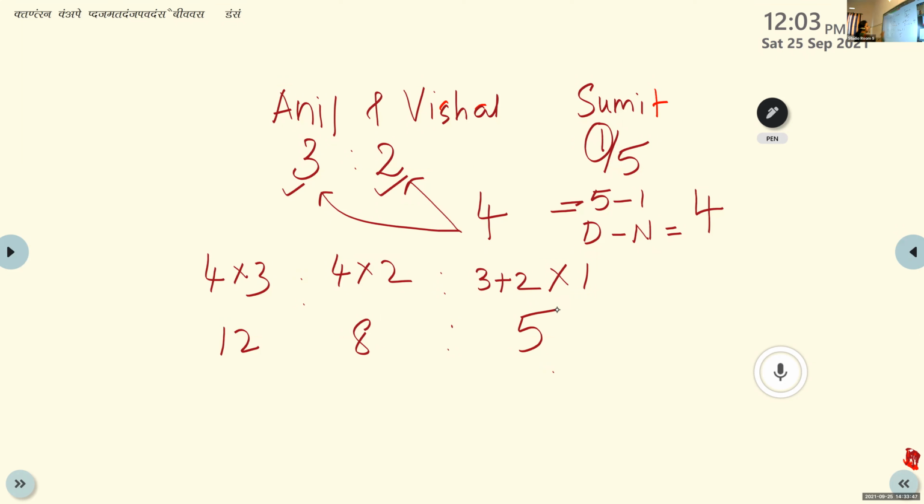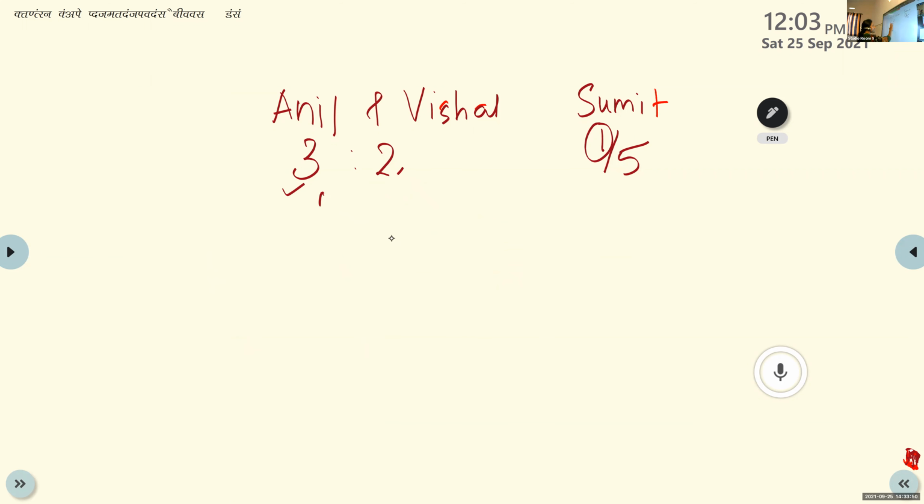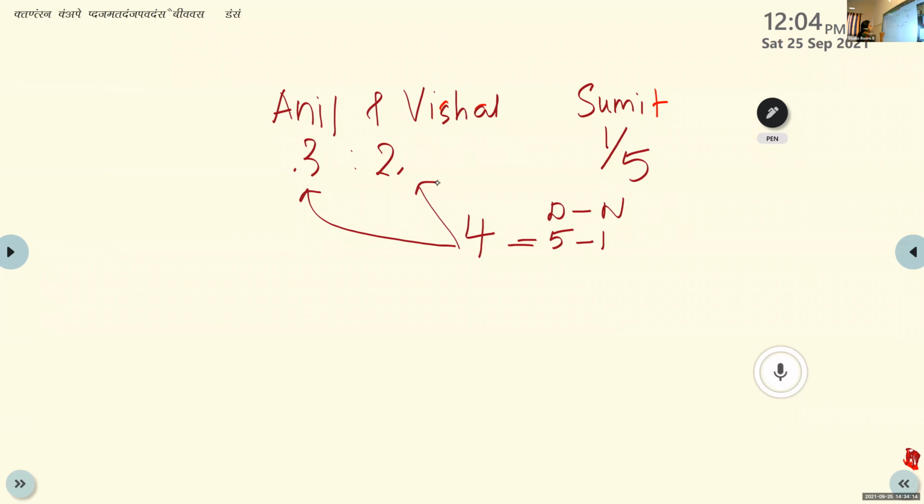Again, I'll explain it again. Listen again. First, the new partner's share 1 by 5. Denominator minus numerator. Denominator 5, numerator 1. That is equal to 4. 5 minus 1, 4. Okay. Next step. Step number 2. Multiply 4 into Anil and Vishal. Multiply. 4 into 3 gives 12 is 2. 4 into 2, 8 is 2.